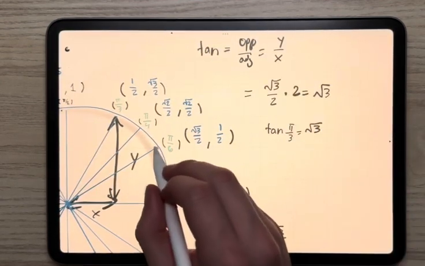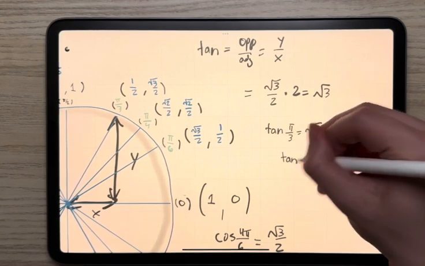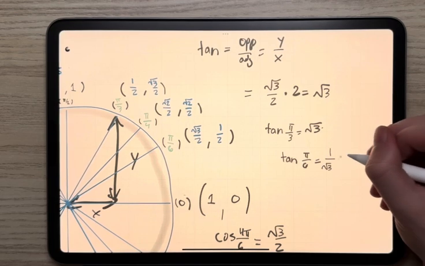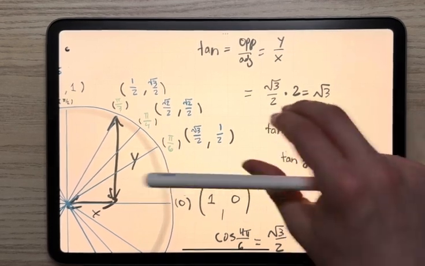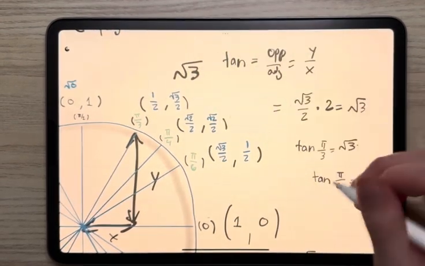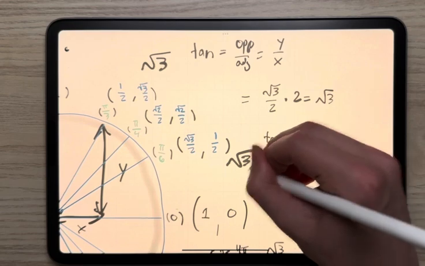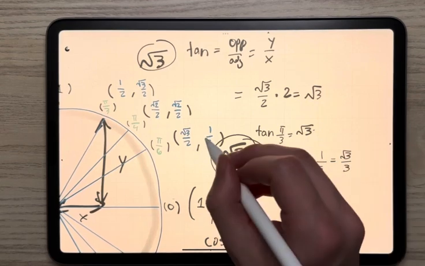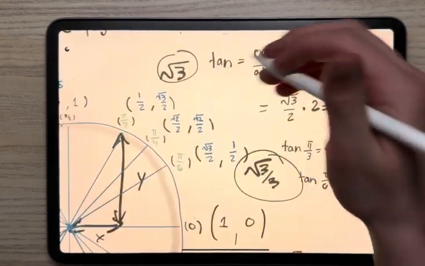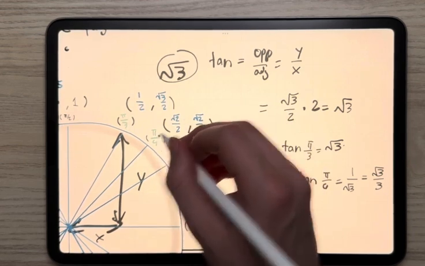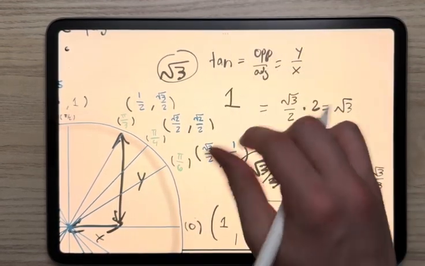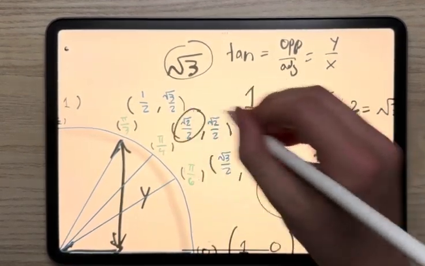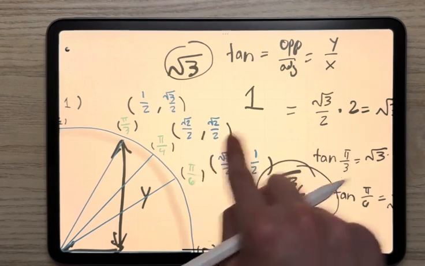Now tangent of pi over 6, which is the flipped one, is just going to be this answer flipped. So tangent of pi over 6 is 1 over root 3, which is the same as root 3 over 3. So if I were to just put the tangents here, it would be this and that. And you could also just do the math if you wanted to. And also the tangent for pi over 4 is going to be 1, because it's the slope of something where the numbers are equal, something divided by itself is going to be 1.